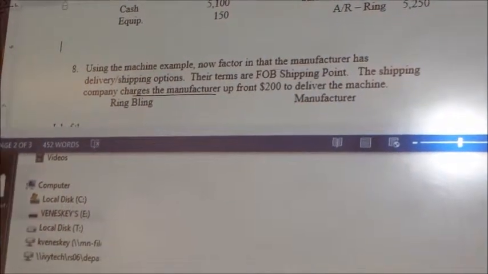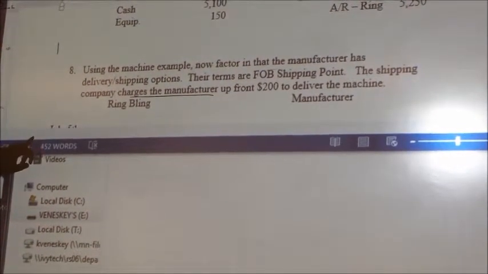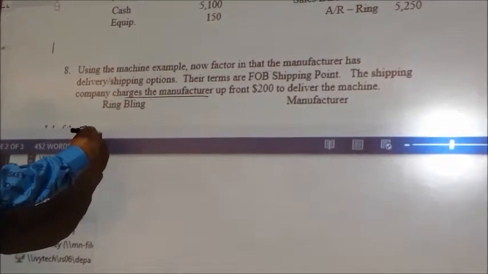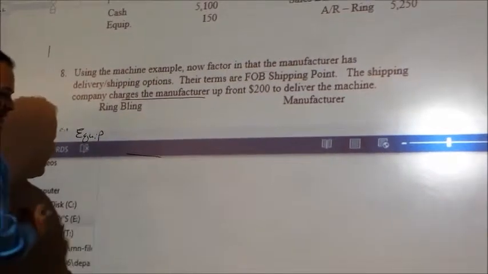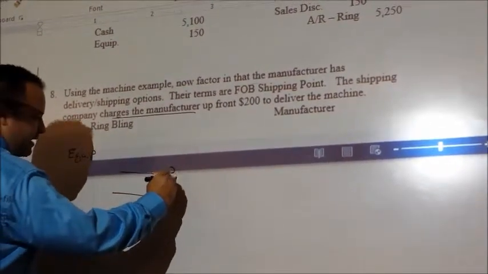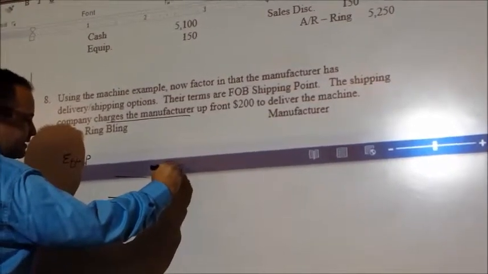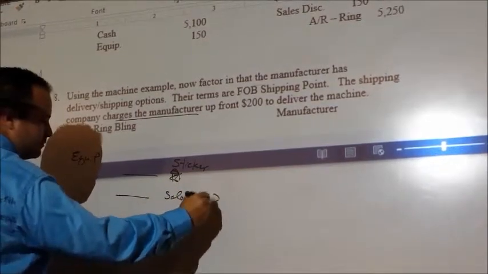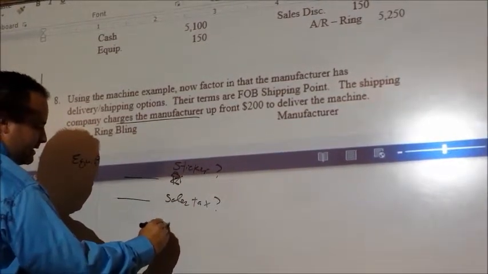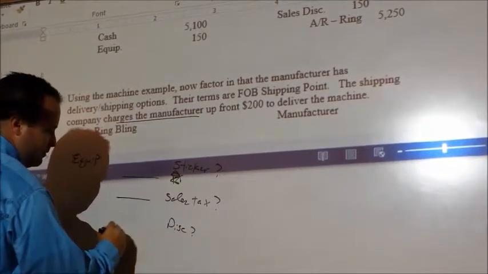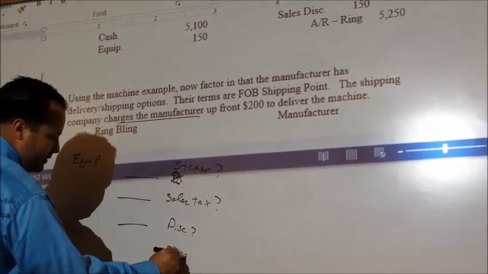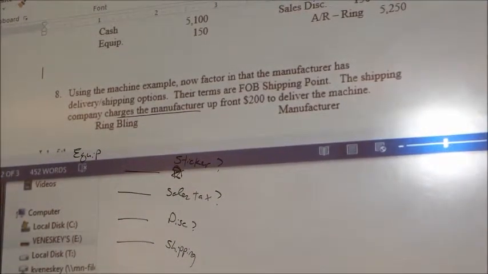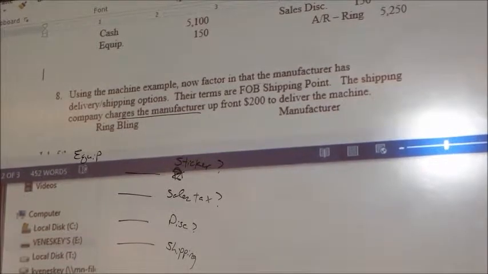And one of the things I think will help you as you're looking at when we start the next one is when you list here the equipment, list everything that it cost you. So we've got the sticker price. Is there any sales tax? Is there any discount available? And is there any shipping? Those are the four main things we're going to be focused on. And all of those need to go into the price of my equipment.